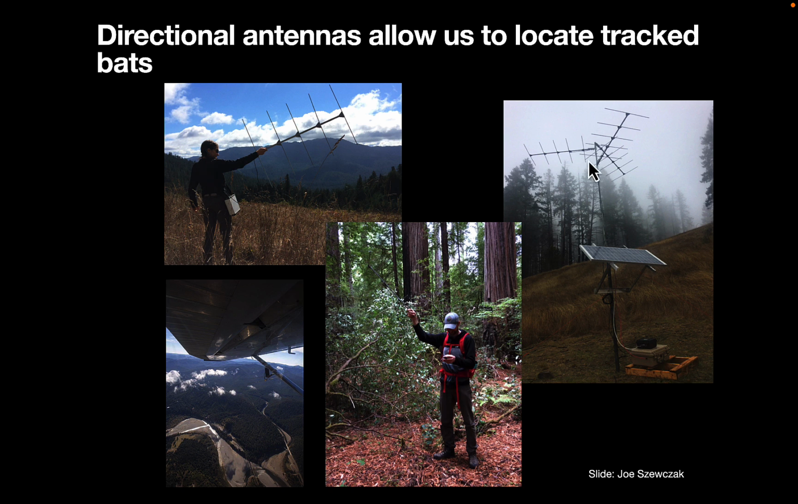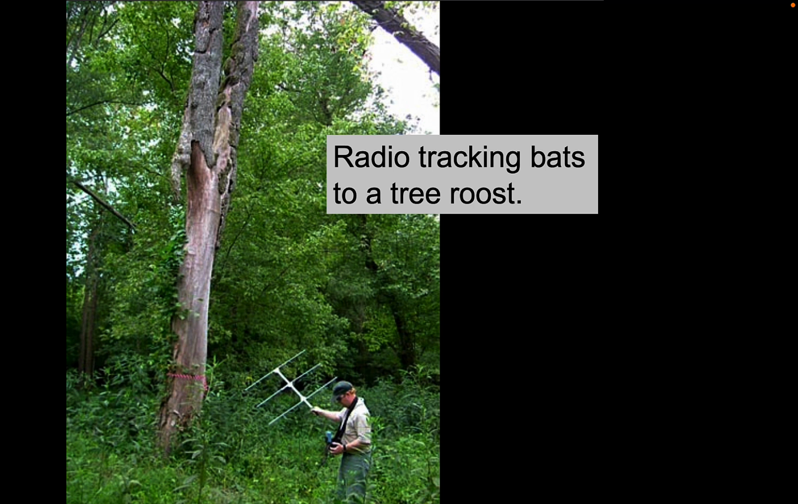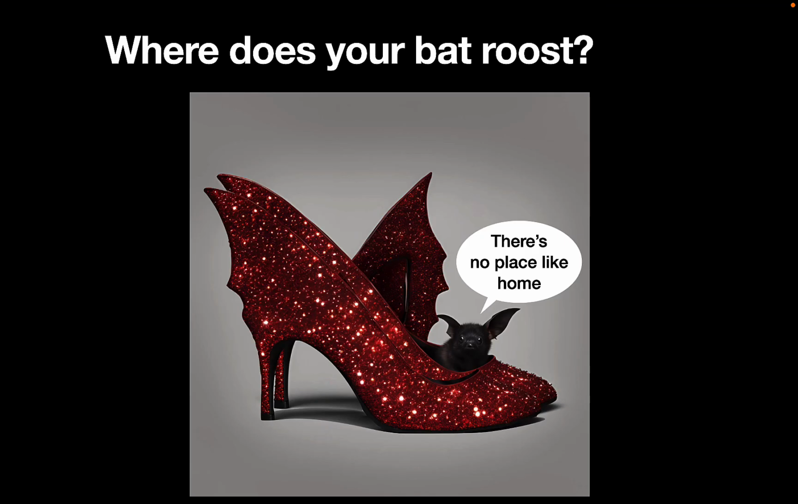Or you can put up permanent little detectors that have 3 different antennas, and they point in different directions, so as a bat flies by, you can see which direction it came from, and that can help you track them down and monitor where and when they're coming and how often, and get data about that. And eventually you might make it back to your bat's roost. And you point it up and you're like, I'm definitely there. And so we have this question, where does your bat roost? There's no place like home.